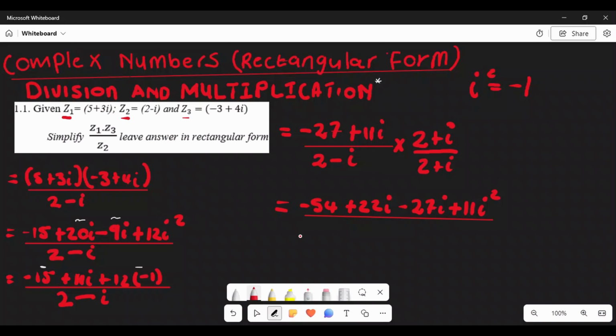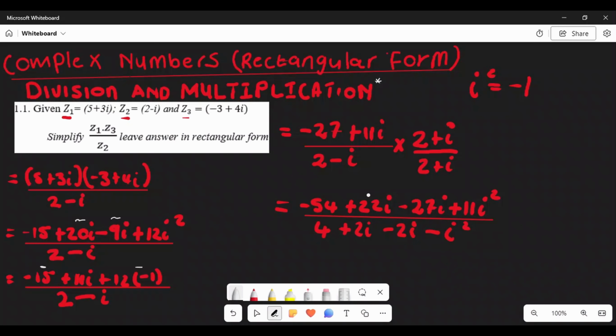So 2 multiplied by 2 is going to give us 4. 2 multiplied by i is going to give us positive 2i. And then negative i multiplied by 2 gives us negative 2i. And the negative i multiplied by i is going to give us negative i squared. Right, so we continue. Also, we look for the like terms on the numerator.